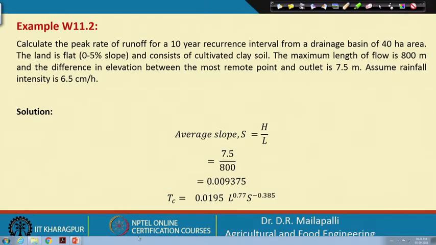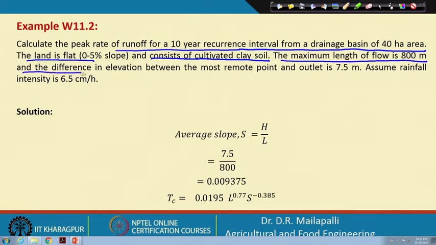So, this is example number 2. In this we are going to find out the peak discharge. Calculate the peak rate of runoff for a 10-year recurrence interval from a drainage basin of 40 hectare area. The land is flat, so it varies from 0 to 5% slope, consists of cultivated clay soil. The maximum length of flow is 800 meter and the difference in elevation between the most remote point and outlet is 7.5 meter. Assume rainfall intensity of 6.5 centimeter per hour.